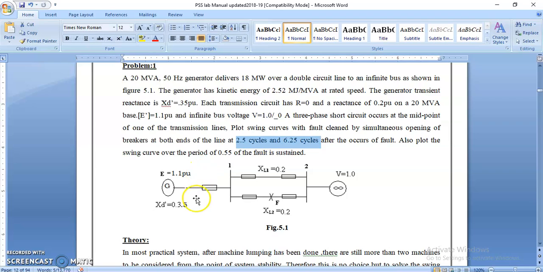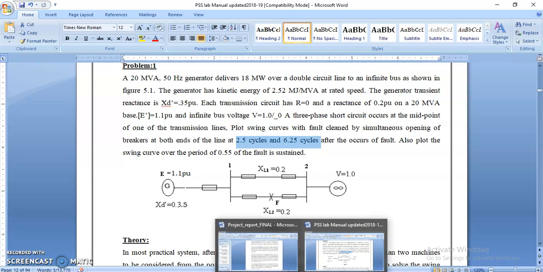So now you have to find the power before fault, during fault and after fault. Along with that, the remaining reactance values also you have to find. This is the reactance 0.35, and before the fault both sides are 0.2. Now you have to find the total reactance before, during and after. Let us discuss this theoretically, and then we'll go to the program, which I'll explain.